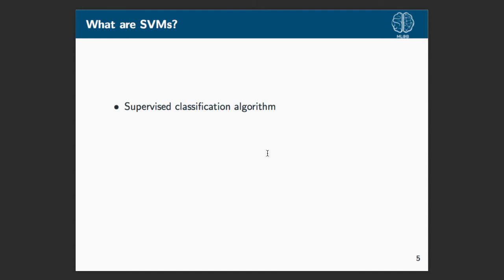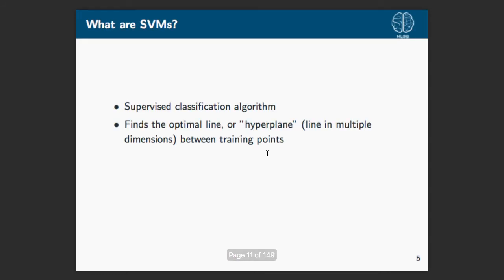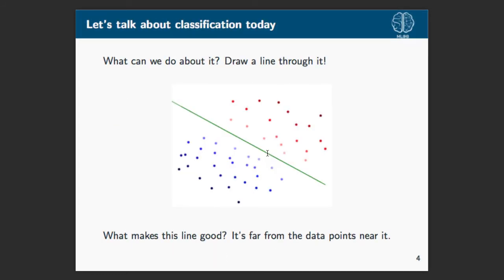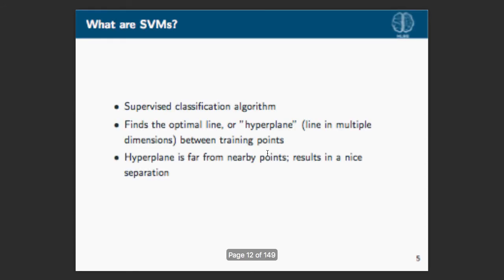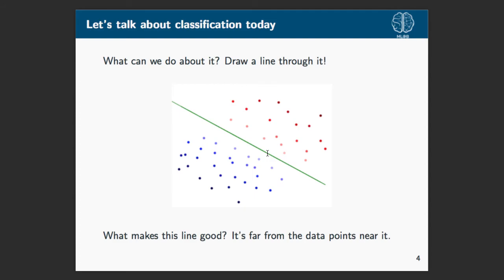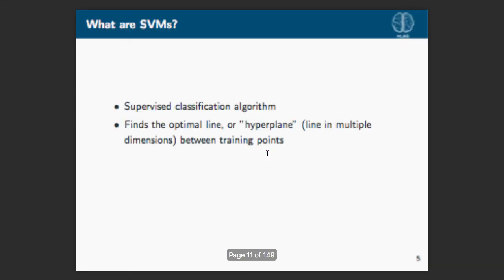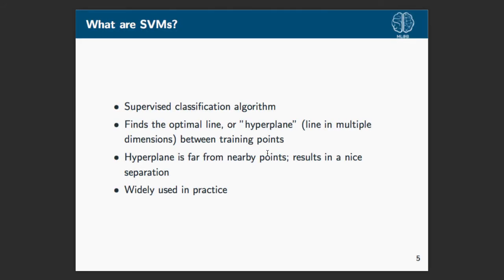So what are SVMs? SVMs are basically a supervised classification algorithm that finds this optimal line. That's all SVMs are. They find this optimal line in your data set. In multiple dimensions, we don't call this a line, we call it a hyperplane. But it's essentially finding this optimal line between your training points. And this hyperplane is far from the nearby points, and this gives you a nice separation, which is what you want. So going back to this case, it gives you a nice separation between your training points, and we want to find the optimal line that gives you the best separation. And it's one of the most widely used algorithms in practice.